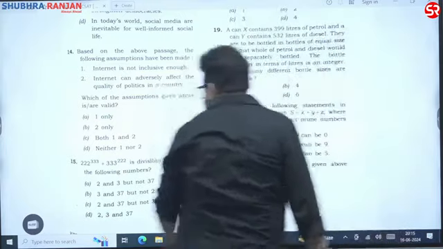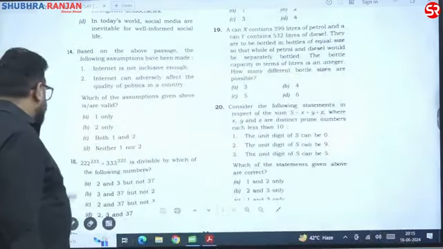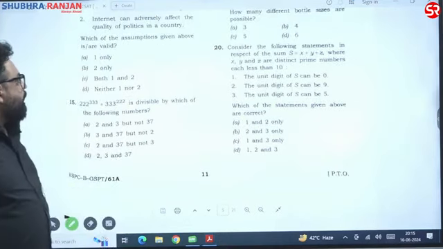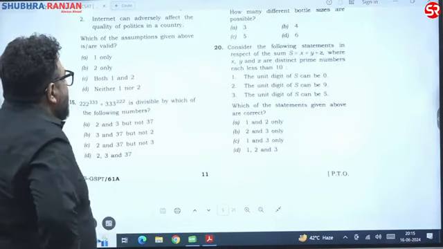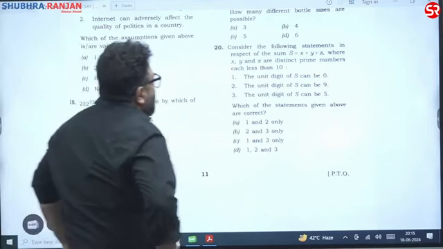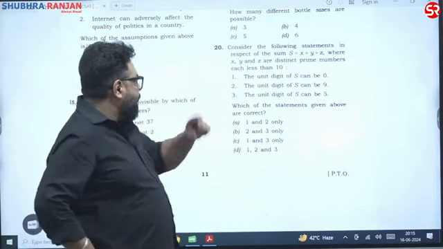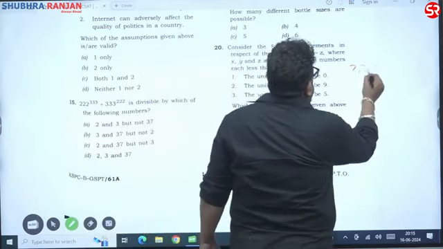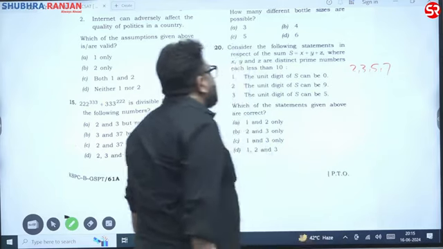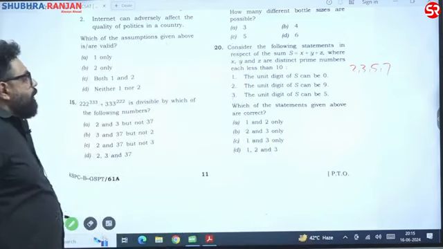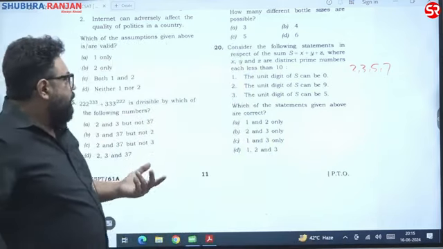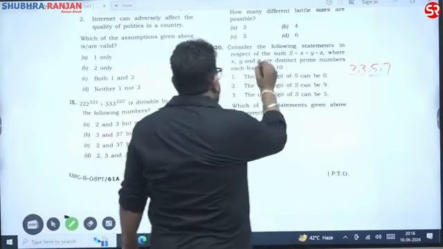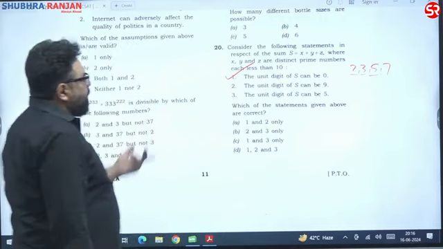Again, prime numbers, because there are people who love prime numbers, right? Let's see. He says, consider the following statements in respect of the sum s is equal to x plus y plus z, where x, y, and z are distinct prime numbers, each less than 10. Come on, the prime numbers less than 10 are 2, 3, 5, and 7. All right. Then he says the unit digit of s can be 0, right? So if you check, 2 plus 3 plus 5 would be 10, the unit digit is 0, so that is possible. The unit digit can be 9.